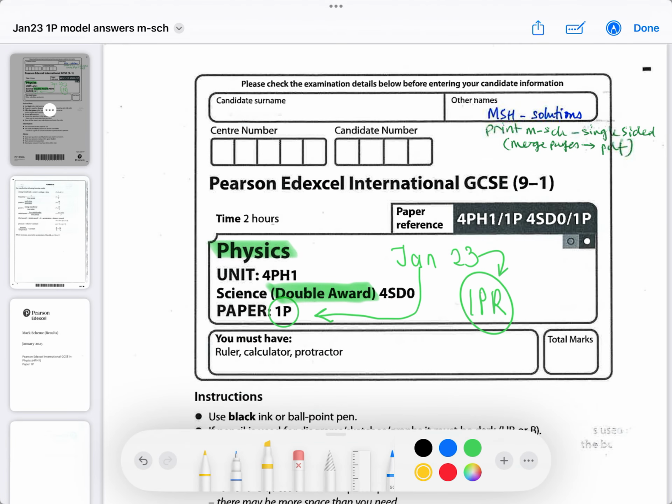Okay, here comes the final part of this run-through, Edexcel International GCSE for the Physics and Double Award students, January 23, paper 1P. Remember, 1PR is also available if I get requests for uploading it.